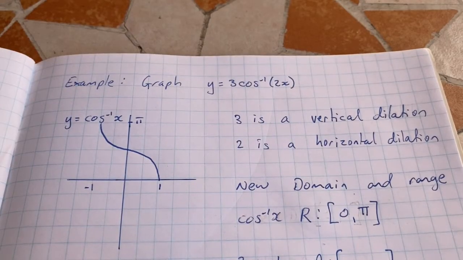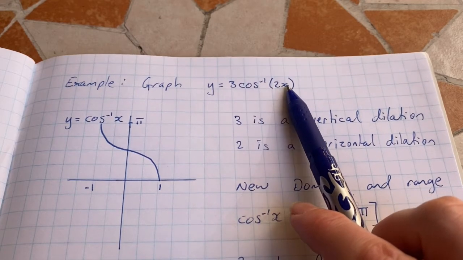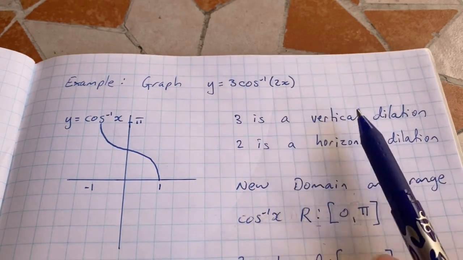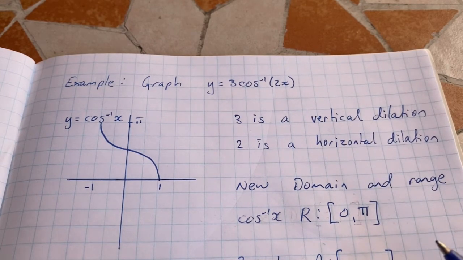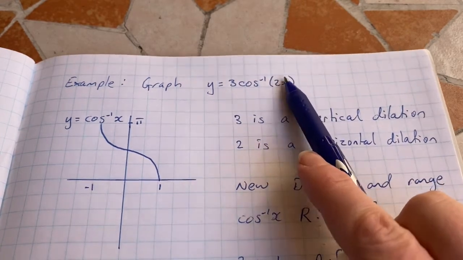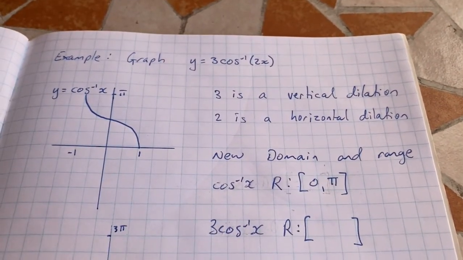Okay, so in this example, we're asked to graph y equals 3 cos inverse of 2x. Now, I am going to explain this a whole lot better in Year 12, in Chapter 4 of the Year 12 book. So just bear with me a bit here. That 2x is going to be a little bit confusing, but I will do a Desmos as well.